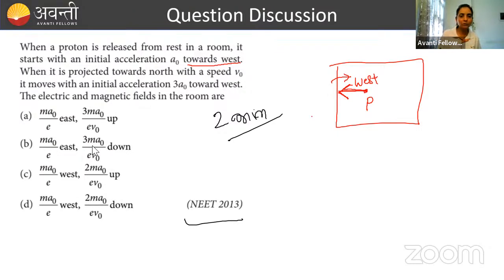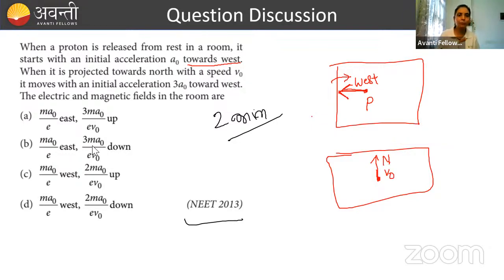Now when it is projected towards north with its speed v naught, second time क्या हो रहा है? There are two different cases given. ठीक है. Second time what is happening? So second time what we are doing, we are letting it go in the north direction, ठीक है, with its speed v naught. And second time what is happening? It moves with an initial acceleration of 3a naught towards west. ठीक है, done. So what is the question?